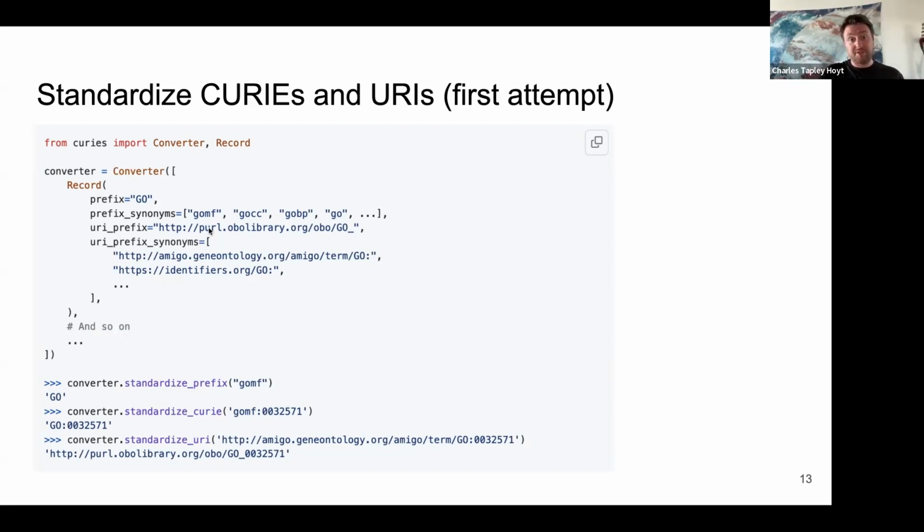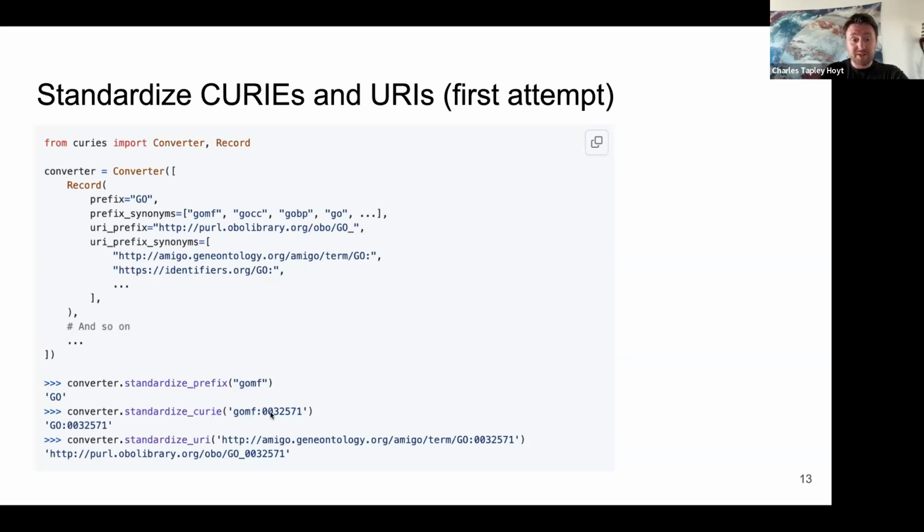That includes prefix synonyms and URI prefix synonyms. So now we can see we've got this functionality exposed to standardize a prefix. Sometimes you see people use GOMF as a prefix for GO, but this doesn't really make sense. It's really just a part of GO, and so the identifier should have GO as their prefix. So you can see that our prefix can be standardized to GO.